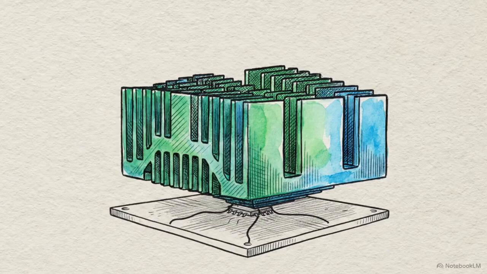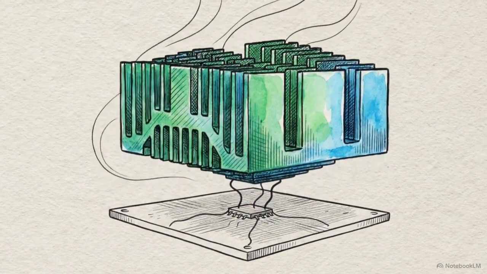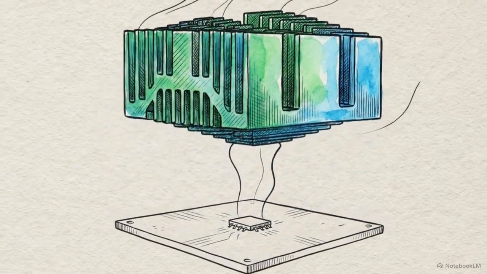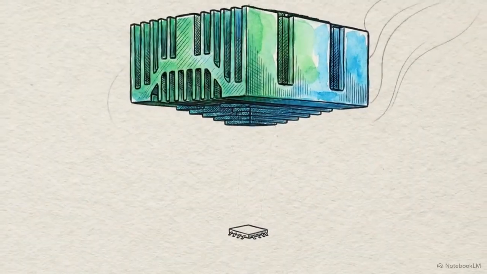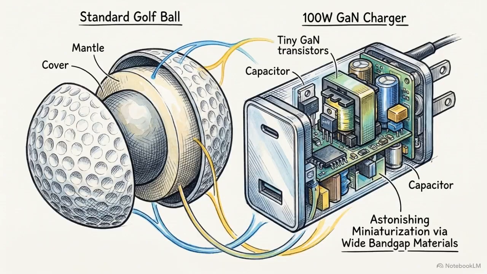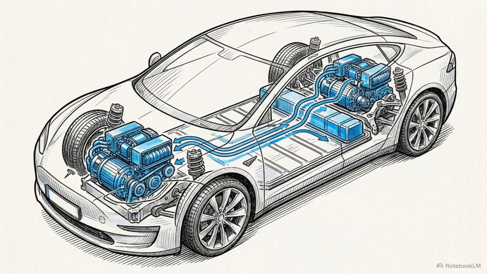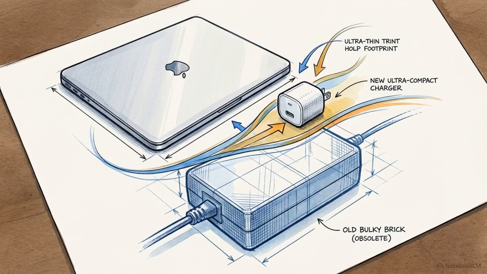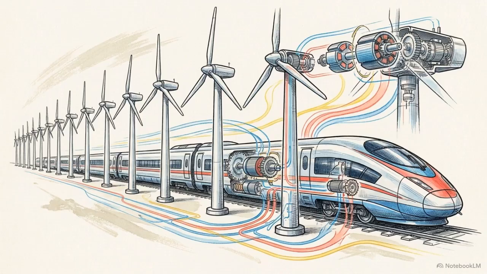Because these new materials waste so little energy as heat, the massive metal heat sinks and magnetic components can be stripped away. This is exactly how your new laptop charger shrunk to the size of a golf ball, and how electric vehicles are packing more power into lighter drive units. When you look around at the shrinking hardware on your desk, or the increasingly sleek technology in our infrastructure, you are watching the physical results of this semiconductor transition.